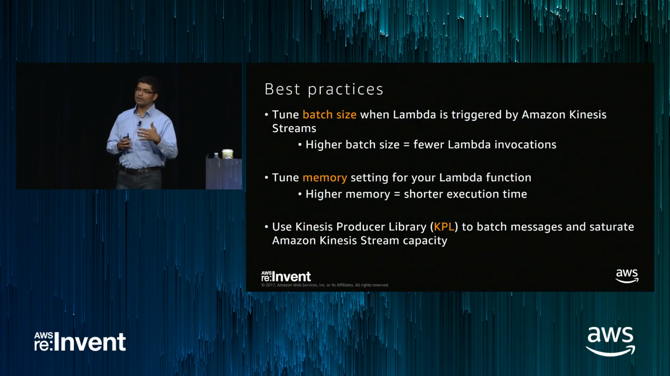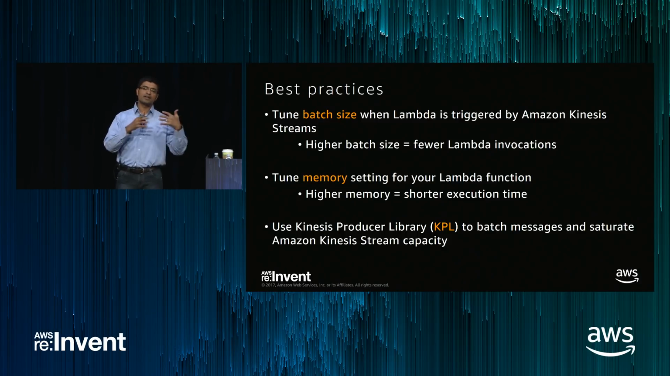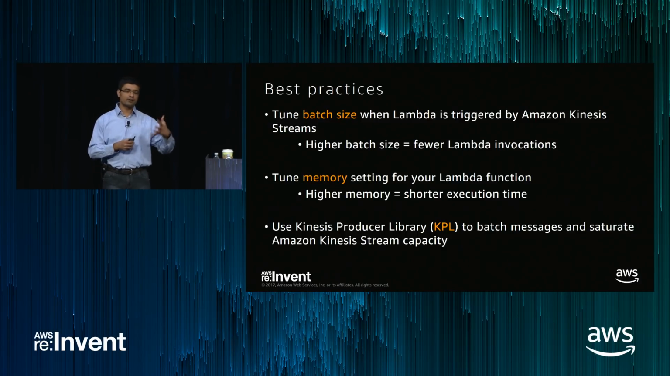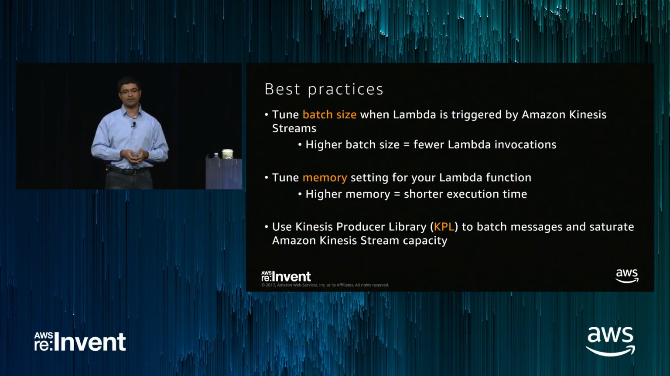If you have control over the client side of your processing pipeline, we highly encourage looking at KPL, which is the Kinesis Producer Library. This is a client-side library. What it does is it locally batches up multiple messages into one Kinesis record. So what that lets you do is fully saturate your Kinesis stream capacity, as well as make much fewer API invocations to the Kinesis stream. So a great idea for you to be able to batch things on the client side before sending it to the stream processing pipeline.